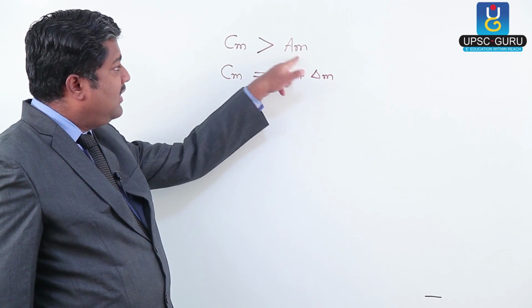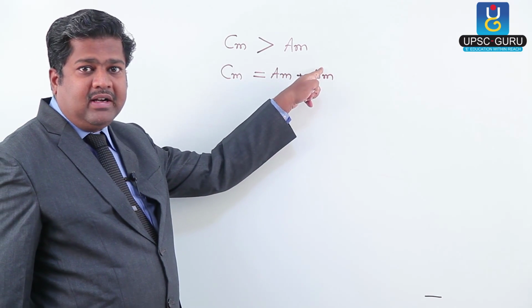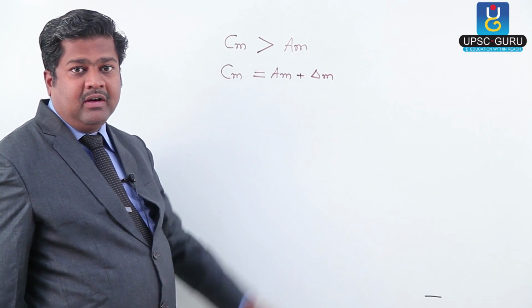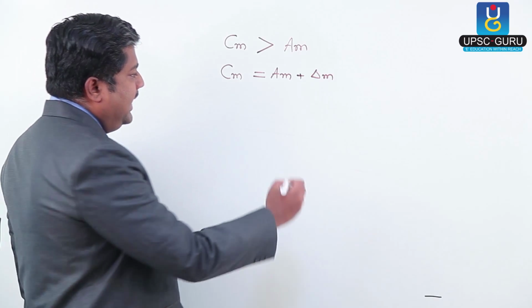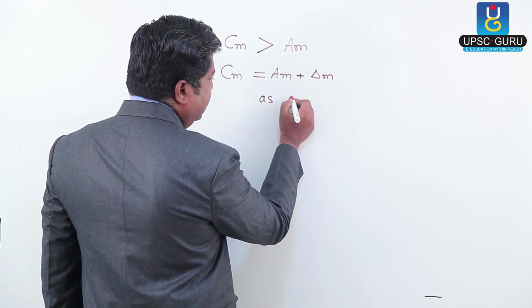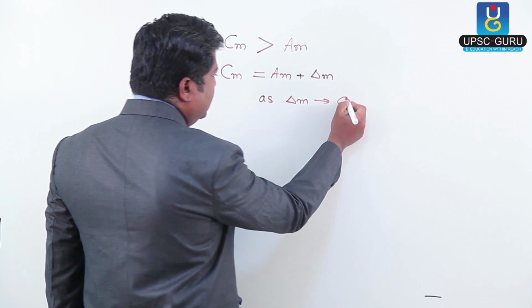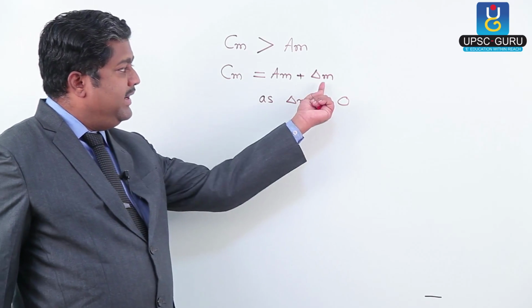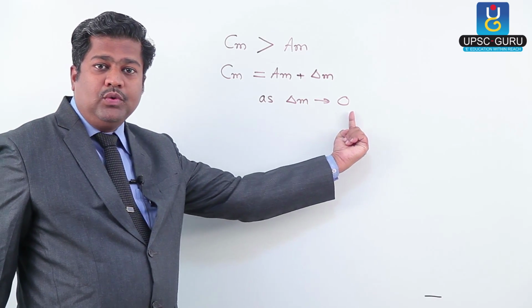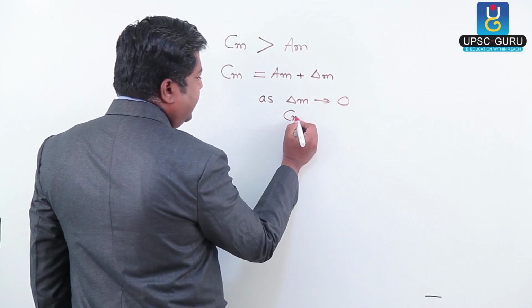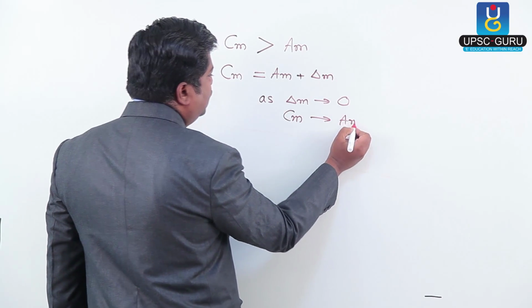Suppose that figure is added, then only these two sides can be equated. So this is somewhat lesser than this, so whatever that lesser amount is, we are adding here. In mathematical language, I may say delta M tends to 0. The moment it gets close to 0, then calculated mass will tend to actual mass.